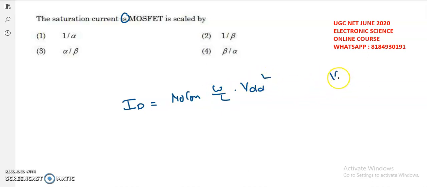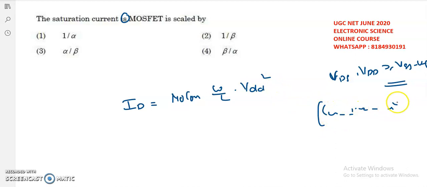Okay. So why? Because if the MOSFET is in saturation region, then the drain to source voltage must be greater than or equal to VGS minus VT. So we are taking the equal to case. If I substitute in the formula, that is ID is equal to mu naught COX W by L into VGS minus VT into VDS minus VDS square by 2.